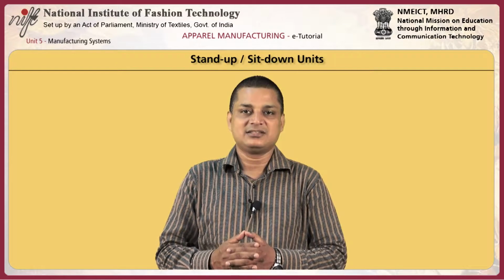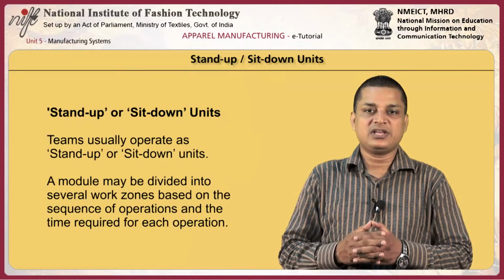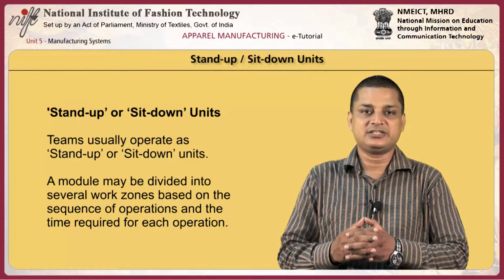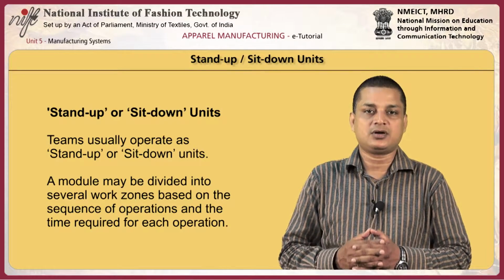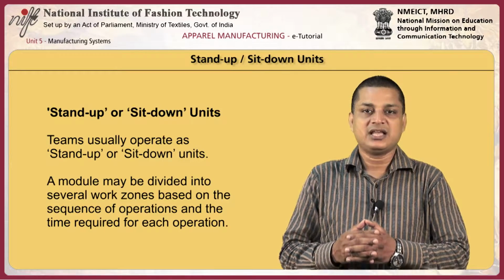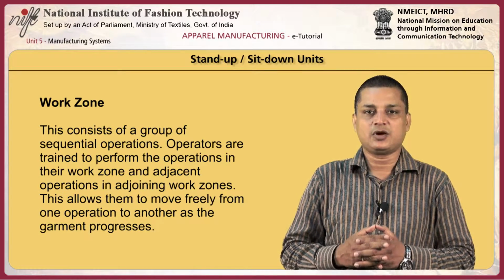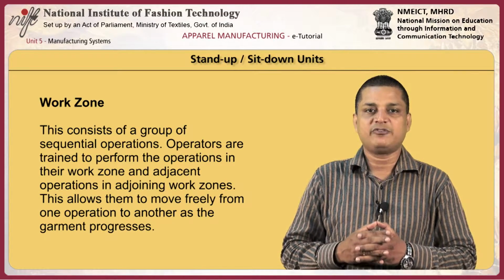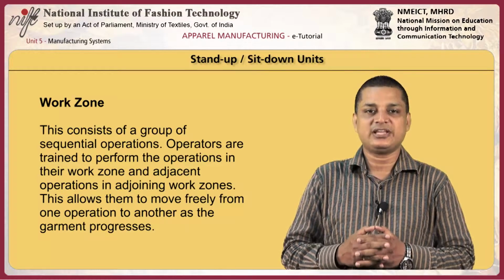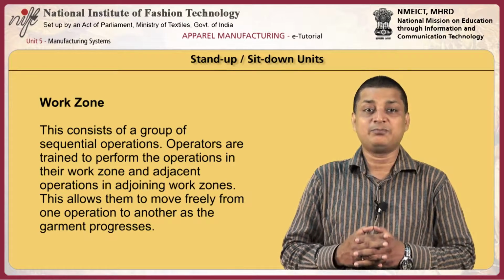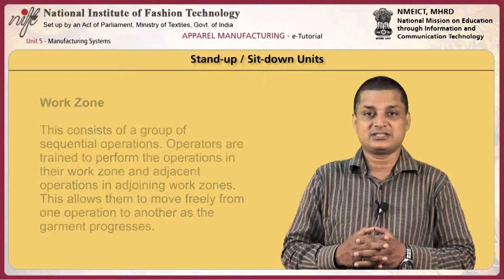Workspaces are of two kinds: stand-up or sit-down units, and work zones. Teams usually operate in stand-up or sit-down units. A module may be divided into several work zones depending on the sequence of operations and the time required for each operation. A work zone consists of a group of sequential operations. Operators are trained to perform the operations in their work zone and adjacent operations in adjoining work zones, so they can move freely from one operation to another as the garment processes.